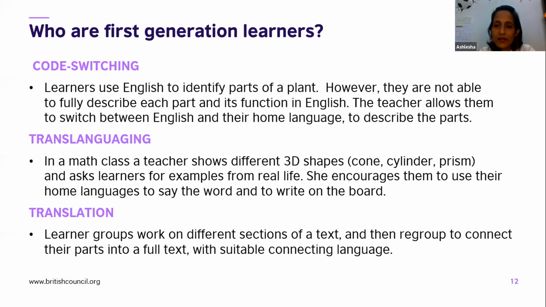So identifying parts of a plant where they can switch between English and their home language would be code switching. So they switch and use both languages to describe parts of a plant. Translanguaging is when it's a little more free. It's a free activity where they can use whatever they have in their language repertoire to at least share their thoughts and describe 3D shapes and where they see them around in their real lives.